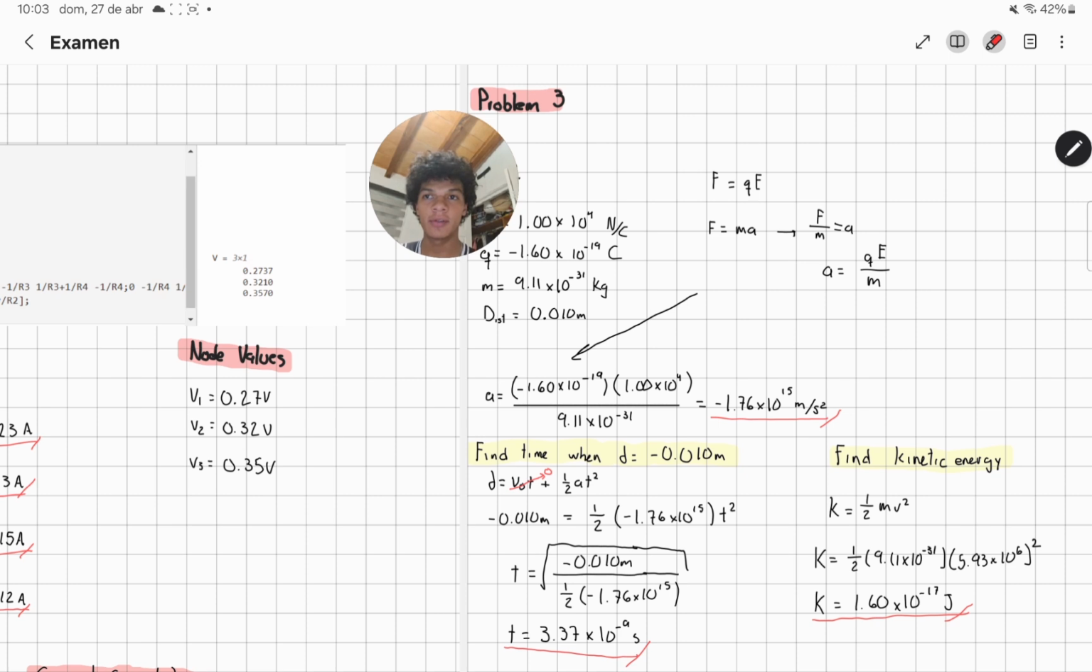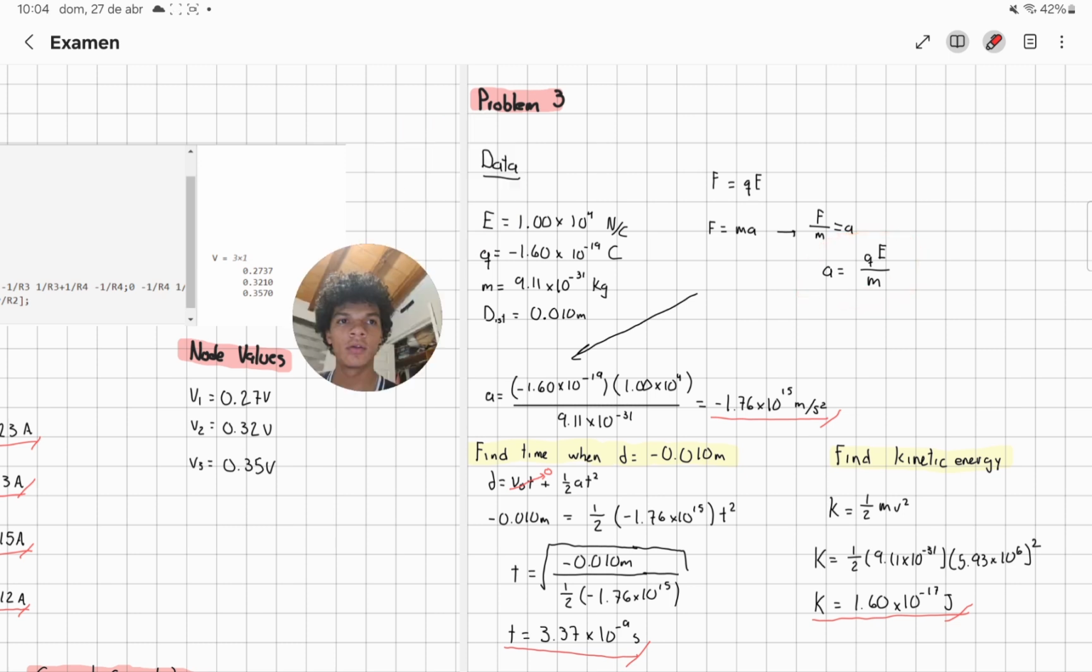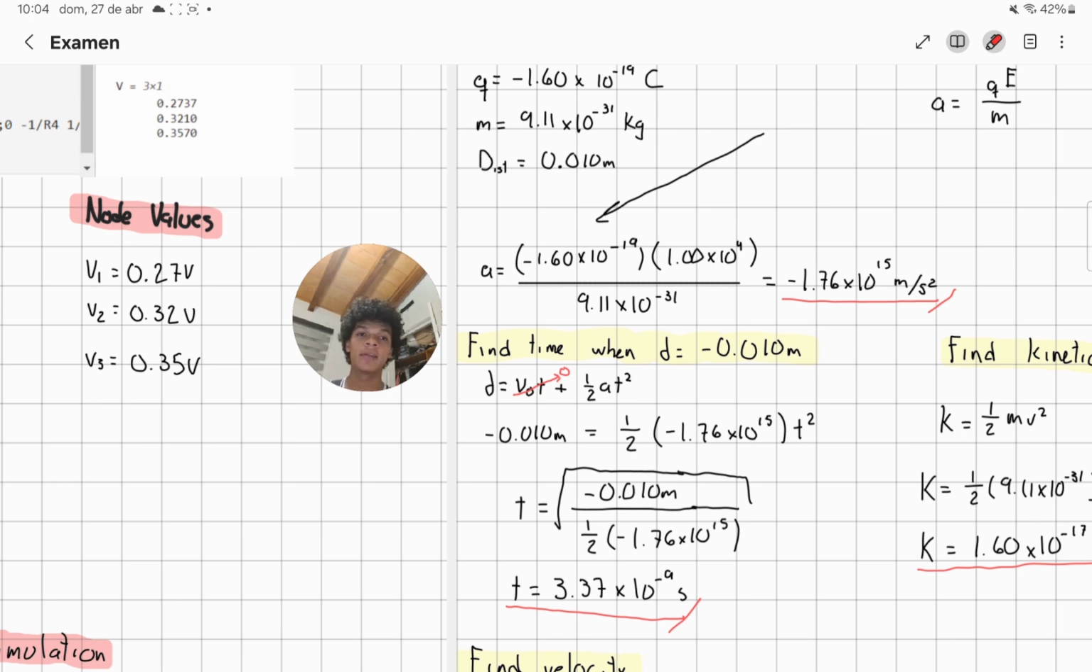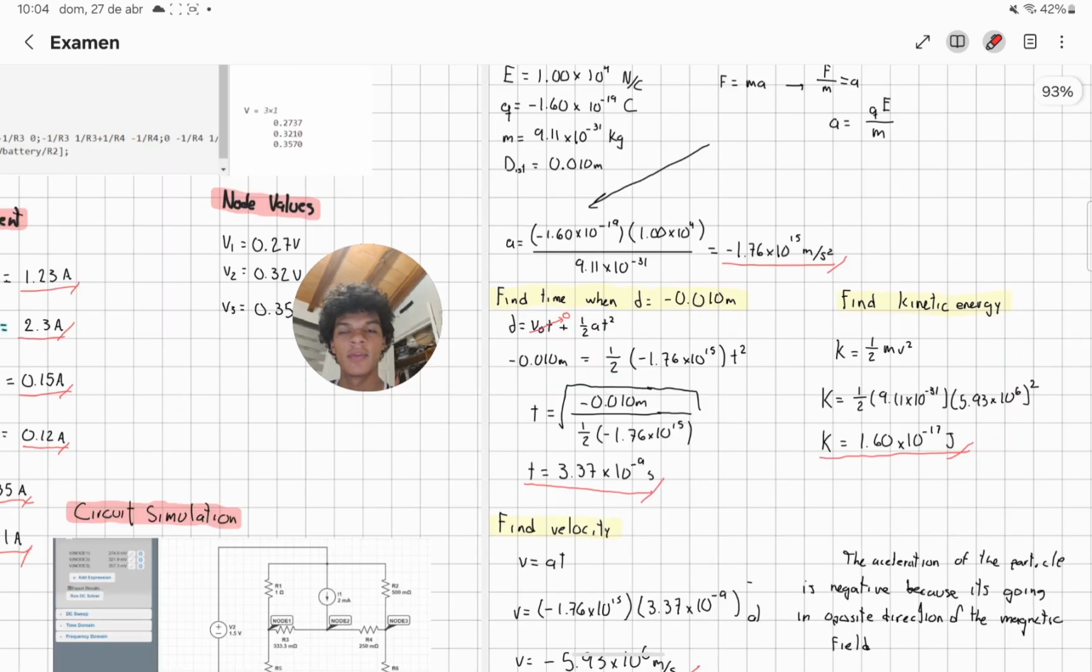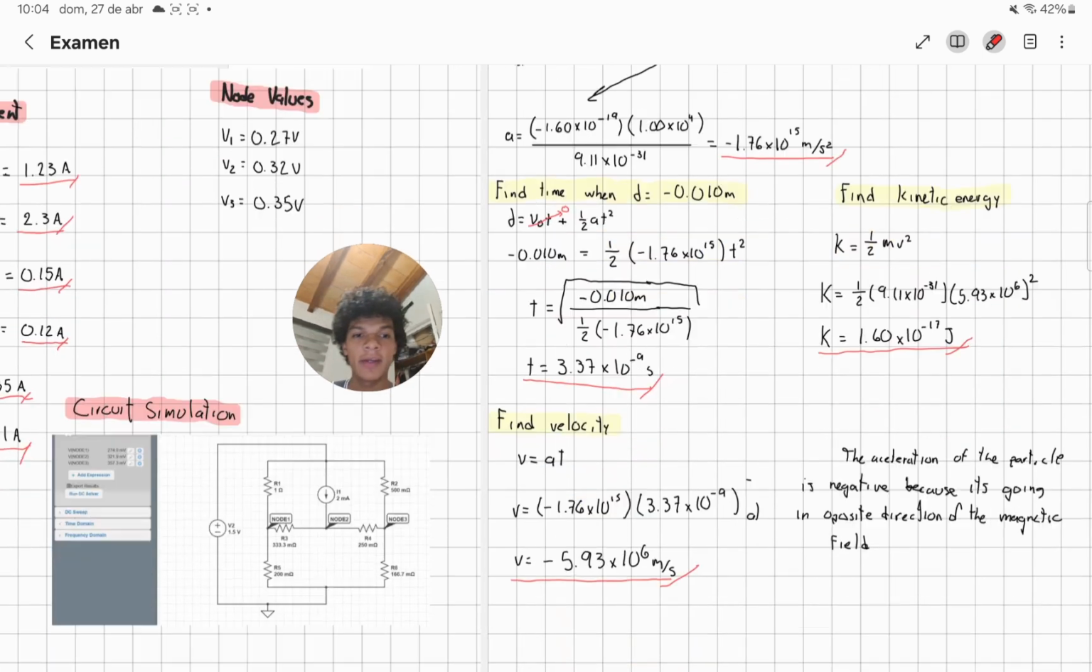First of all, we have to do a little bit of maths. Using this formula, we can also use the formula that force equals mass times acceleration, and we got this formula that acceleration equals this formula, where E is the electric field, Q is the charge, M is the mass, and D is the distance. Putting the values into the formula, we now have this acceleration. That, as you can see, is negative, but here we have the explanation.